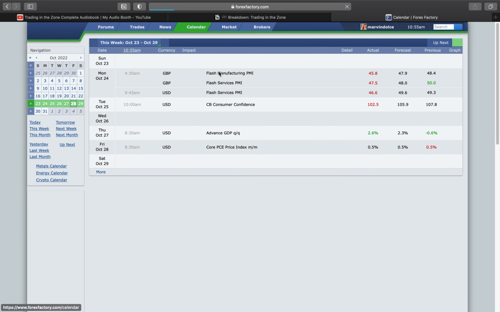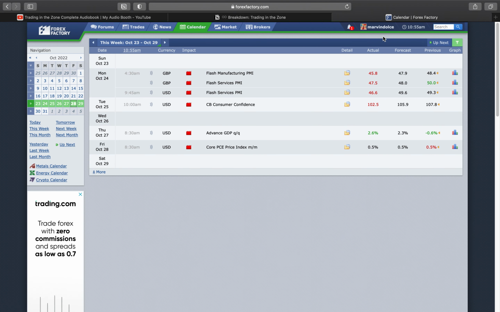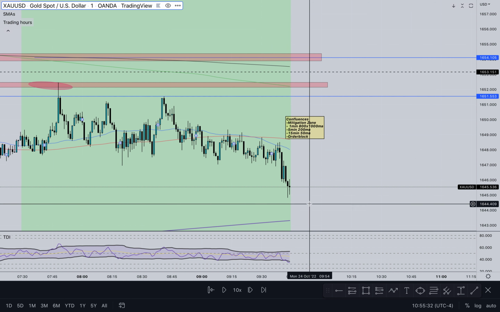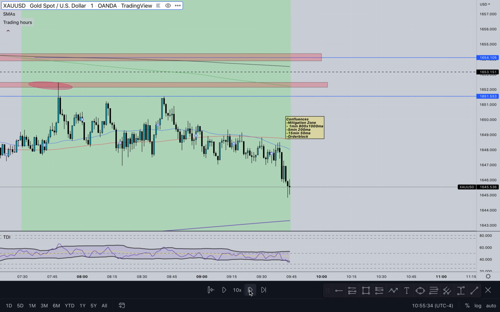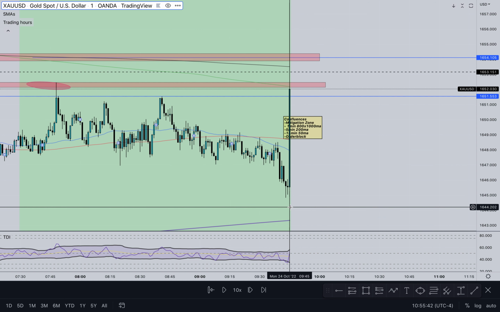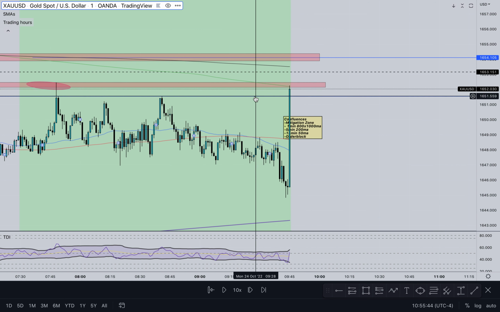Hold on. Was there news Monday? Monday, 9:45, there was news. So what time was this? Maybe 9:45. Okay, that's crazy. As soon as it hit 9:45, boom. Moving average, beautiful touch.